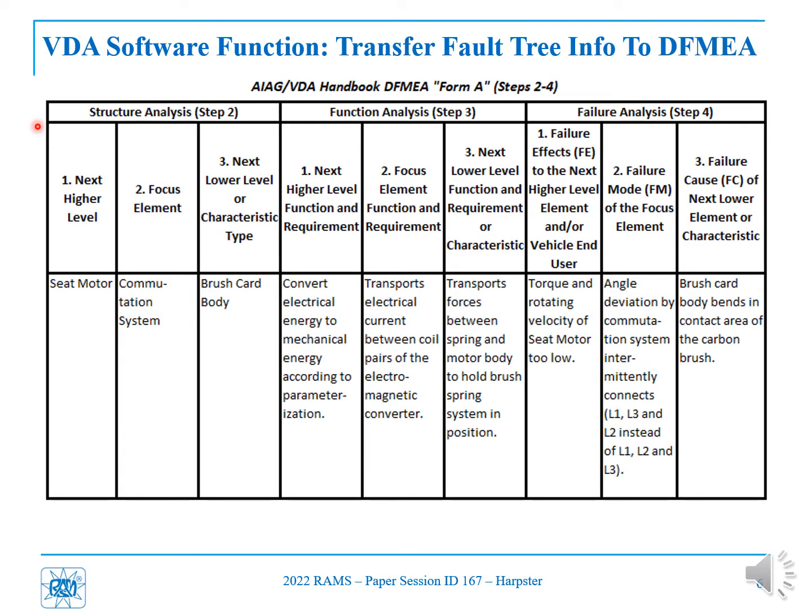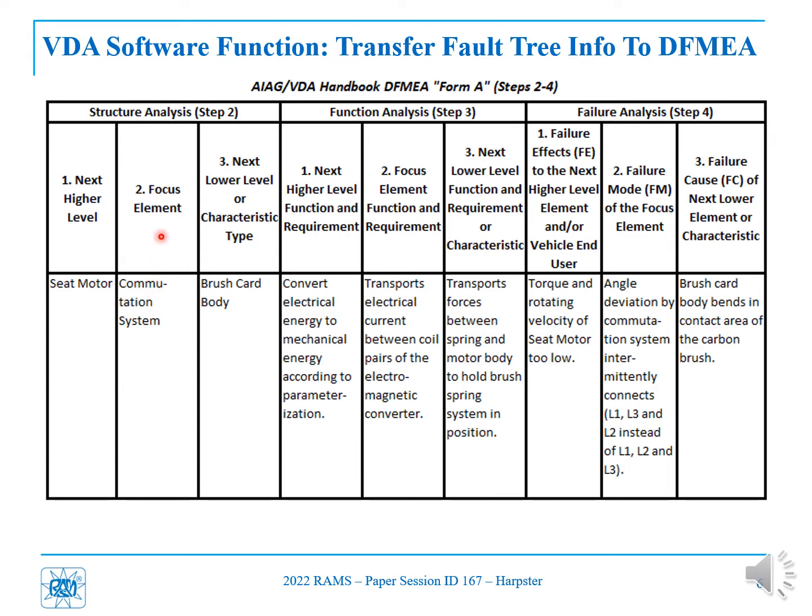Once the product fault tree is created, the next step is to take the information and place it in the FMEA form. Now, the AIAG-VDA methodology has multiple DFMEA forms. We're going to use Form A. In Form A, Step 2 is called Structure Analysis. And what you can see here is the next higher level, the focus element, and the next lower level characteristics. Now, the focus element is the type of element, the assembly, subassembly, or component that the design FMEA is being performed on. So in this particular case, our focus element is going to be the commutation system.